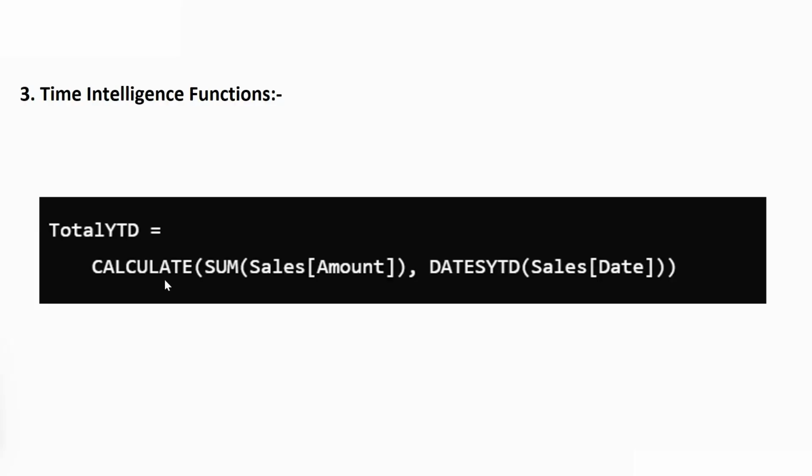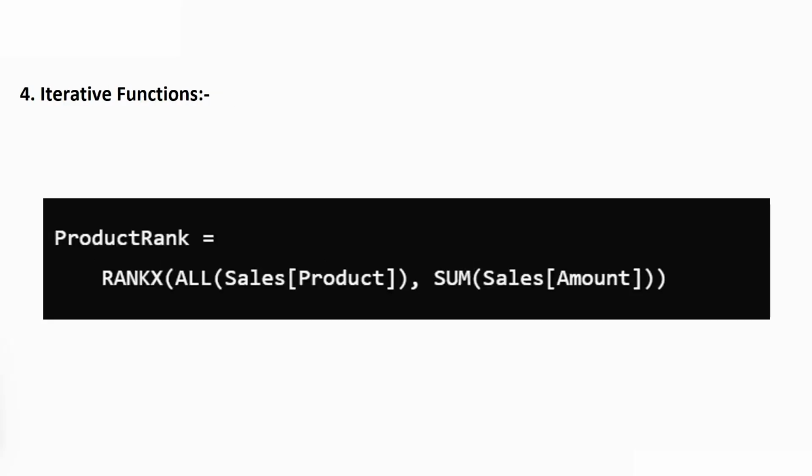The next one is iterator functions. DAX provides iterator functions like SUMX, AVERAGEX, and RANKX, which allow you to perform row-by-row calculations across a table. These functions are used when you need to perform calculations that depend on the result of each individual row rather than on a simple aggregation. For example, RANKX can be used to rank products based on their sales, taking into account the entire dataset or a specific subset of the data.